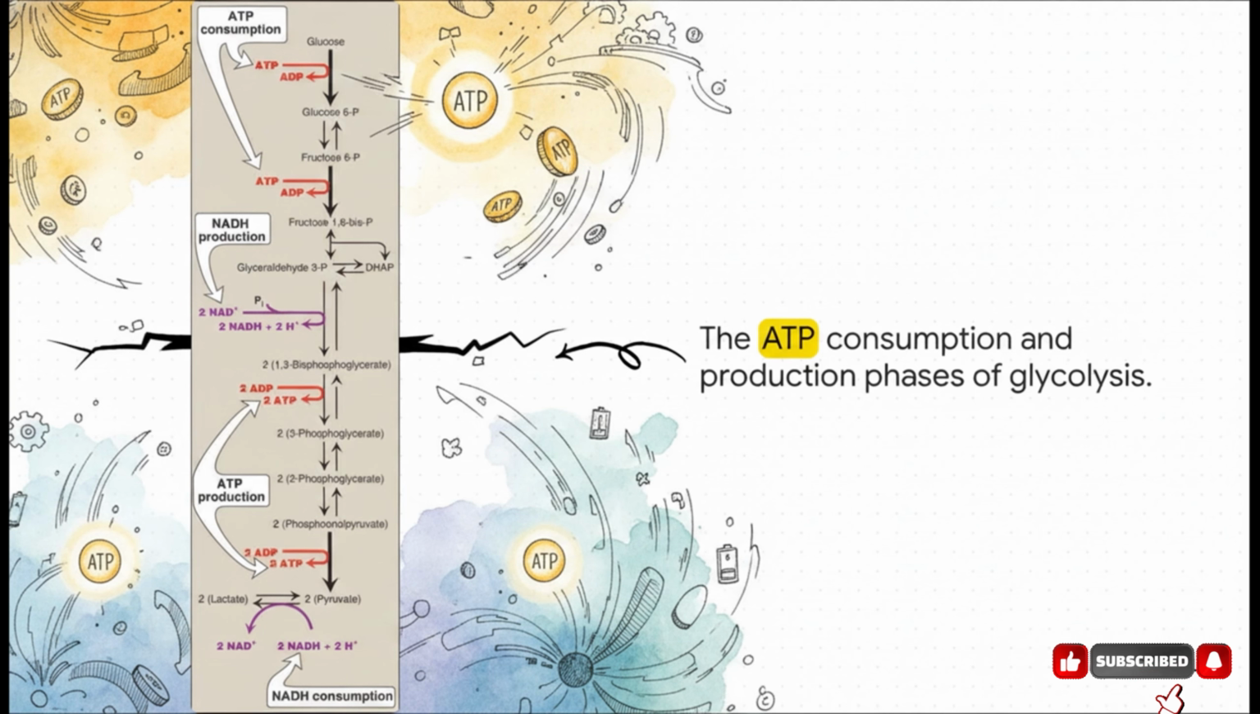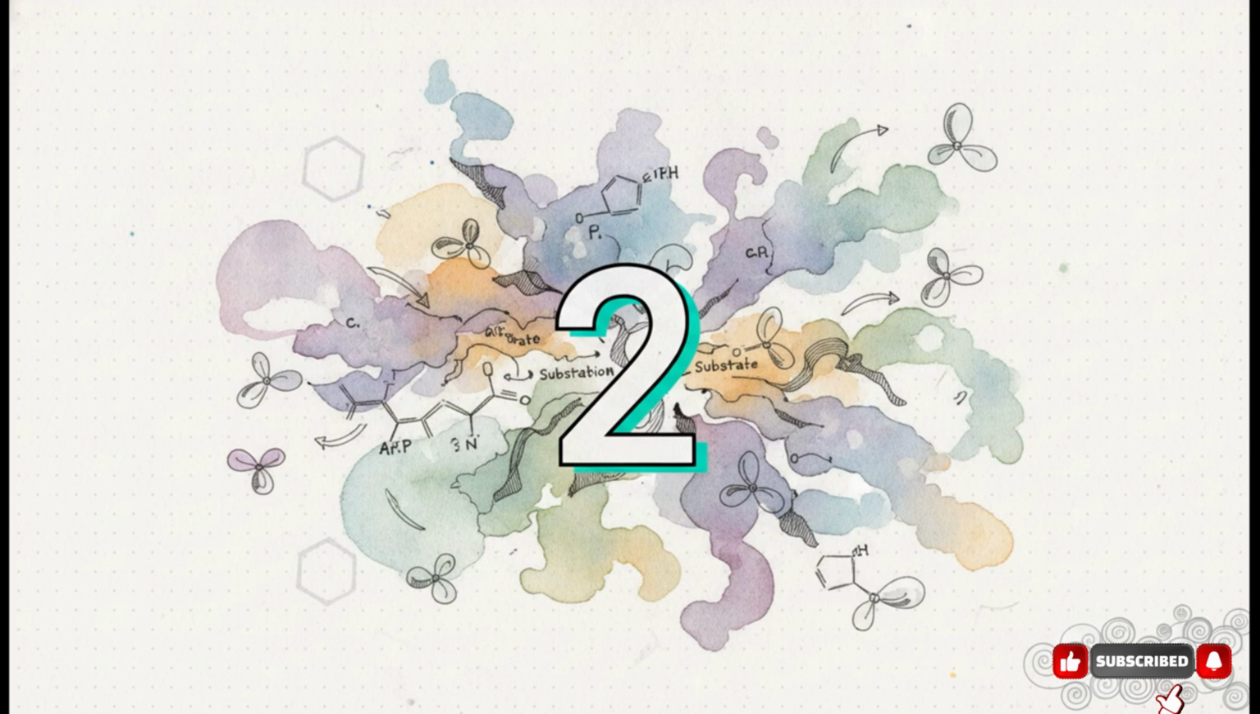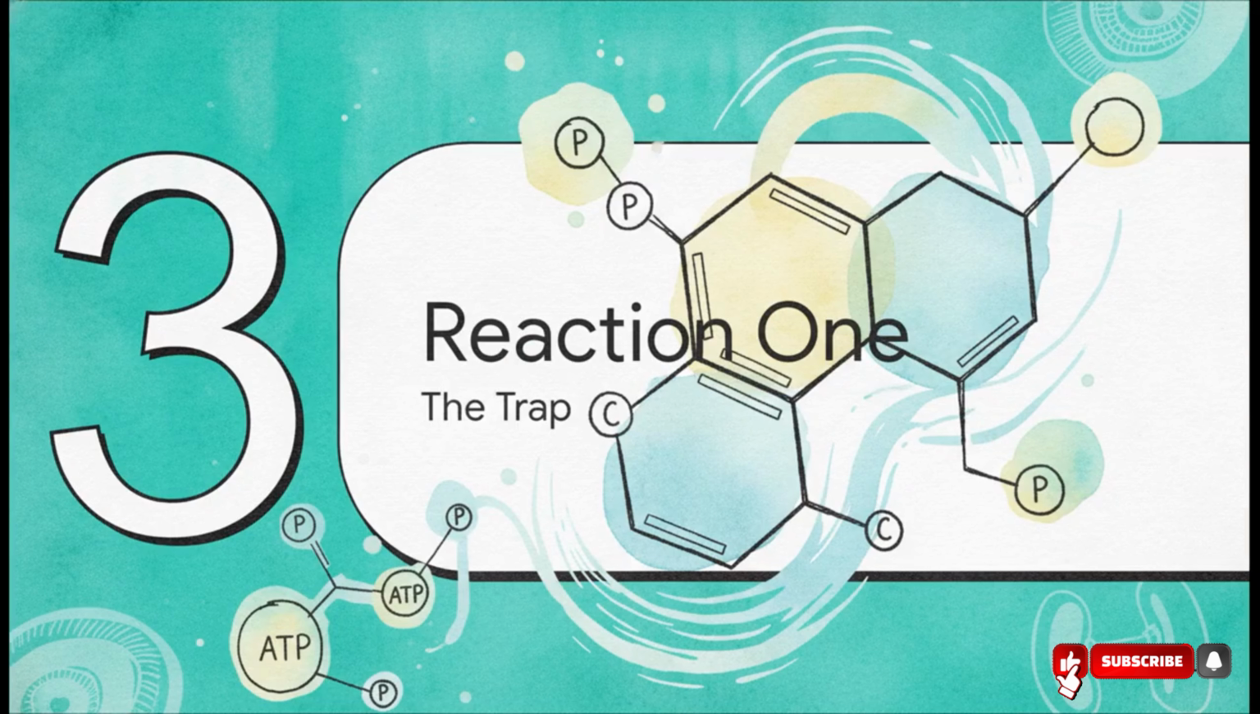Then the final 5 steps are the energy generation phase. This is where we finally see a return on our investment, gaining a net of 2 ATP per glucose molecule through something called substrate-level phosphorylation. We spent 2, we made 4, so we walk away with a neat profit of 2 ATP. All right, let's zoom in on that first crucial step.